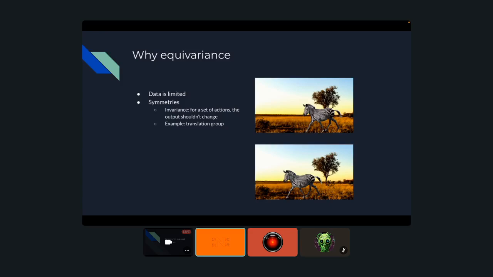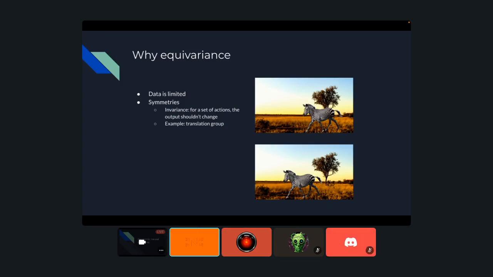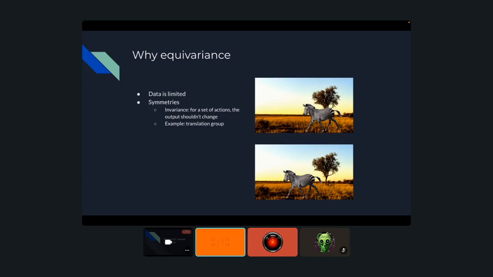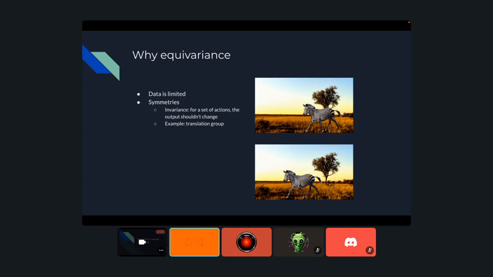If you take this image of a zebra and you translate the zebra a little, then it's still an image of a zebra in the savannah. And this is something called an invariance. Our function, which classifies an image, its output doesn't change if you apply some action to the input data. And when talking about invariances, we use the language of group theory. We say that something is invariant with respect to a group. So for any action in that group, our function will have the same result.